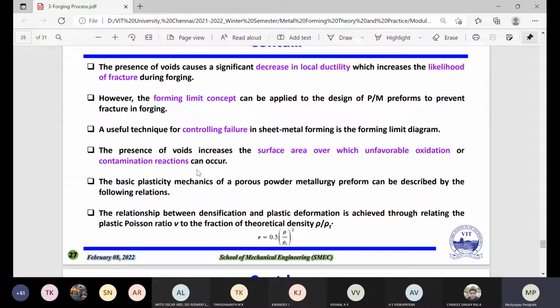And the presence of voids increases the surface area over which unfavorable oxidation or contamination reactions occur. So the moment you have voids or pores inside, some reaction happens, for example the oxidation reaction. Okay, so that's why we normally propose that whenever you prepare powder, if it is oxidized, maybe you cannot use it. So it is better to go for an inert atmosphere area where you can prepare all the powder samples. So basically we are going to the glove box.